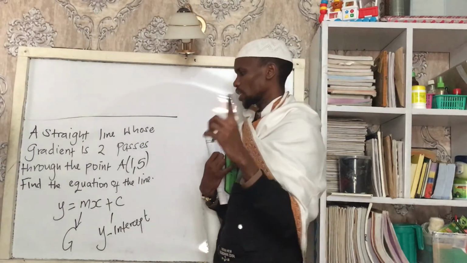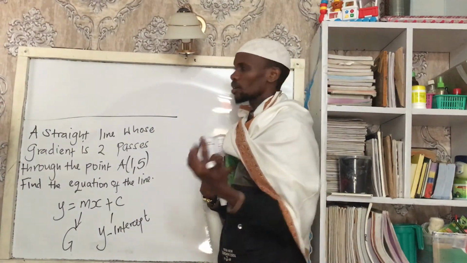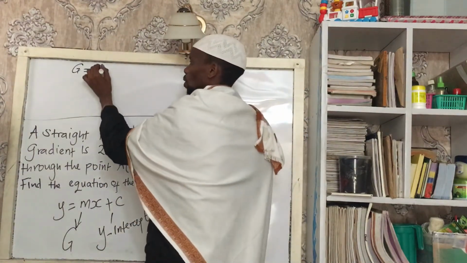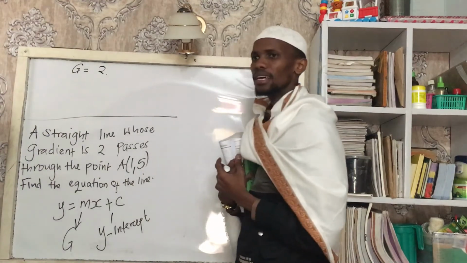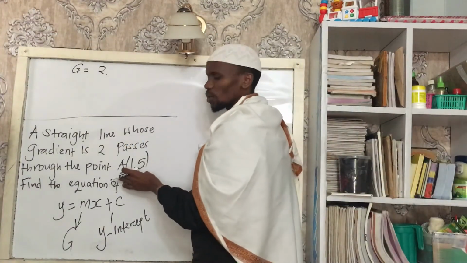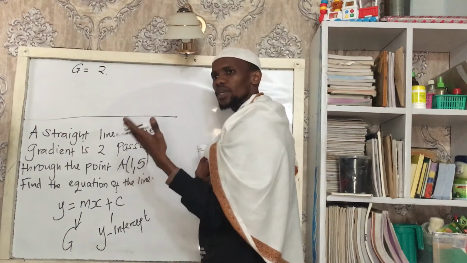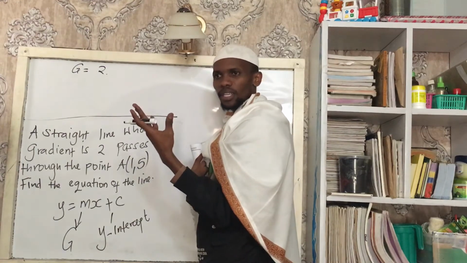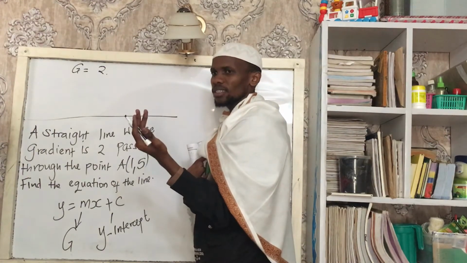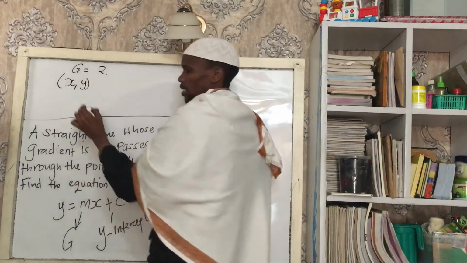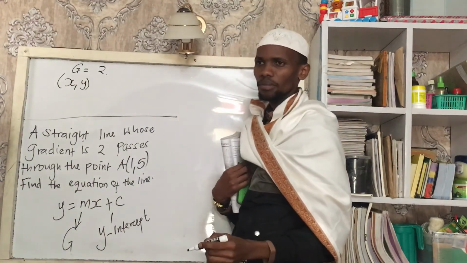Number one, what we need to get is the gradient. But we have the gradient. The gradient is what? 2. Our gradient is 2. After that one, this is a straight line. We have been given only 1 point. Are you together? But there are many points, right? So we take any of the points. But we don't take the numbers. The point should be in the form of x, y.